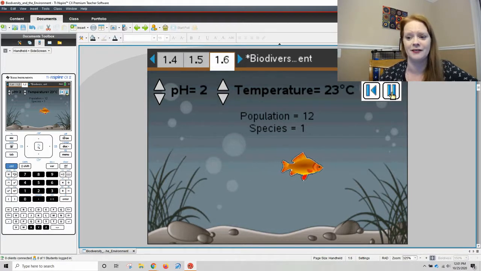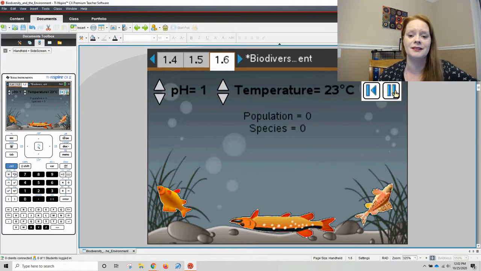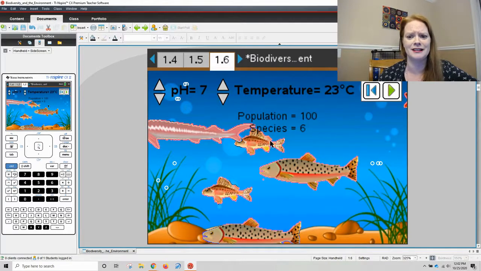And then, of course, at this point, they really want to see what happens at a pH of 1. And so I have them predict what they think is going to happen. And then, of course, they're very excited to see this poor, sad situation of all of our fish dying. But they are very interested to get to that point.